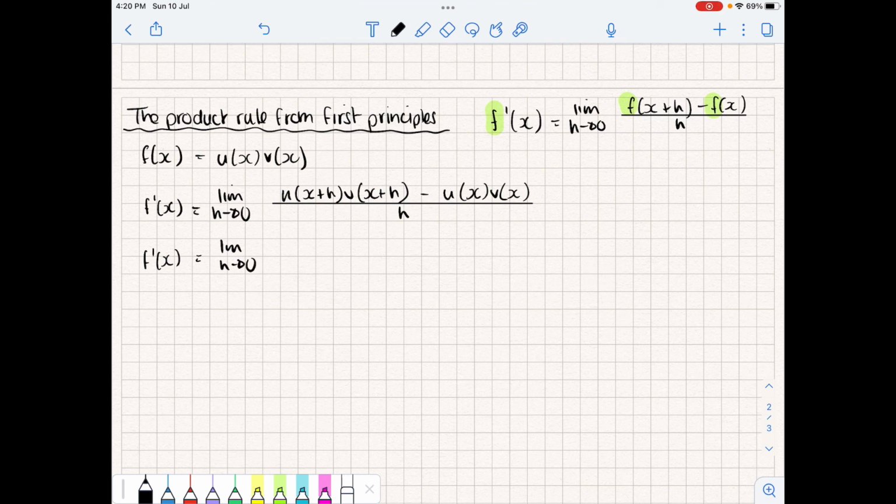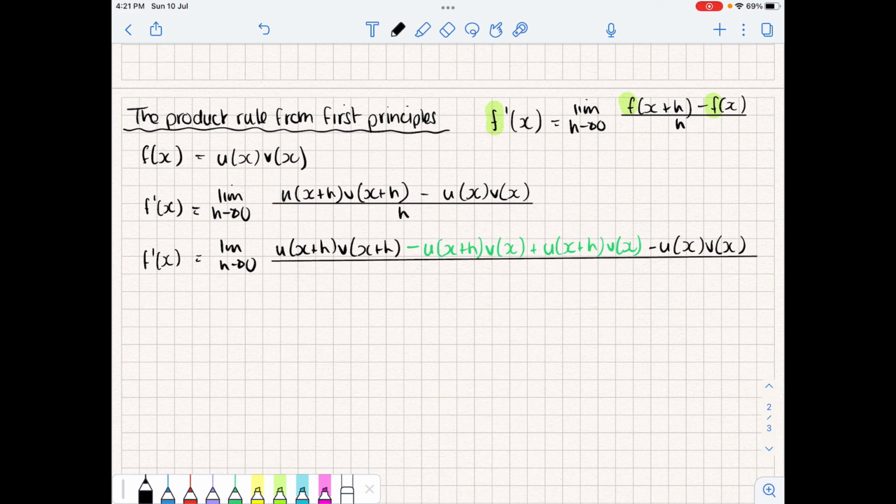So I'm going to add and subtract the same thing, so that the overall effect is I'm doing nothing. I'm going to add a special term so that we can carry on working out what this derivative is going to be. So I'm going to subtract u of x plus h v of x, and then I'm going to add it straight back, so plus u of x plus h v of x. And then we still have our subtract u of x v of x at the end there. And this is all still over h.